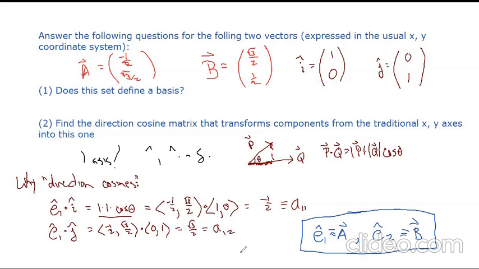And then let me just clear all this stuff out. You guys okay with me clearing screen? Okay. So finally what I get is this. I get a rotation matrix that looks like this.